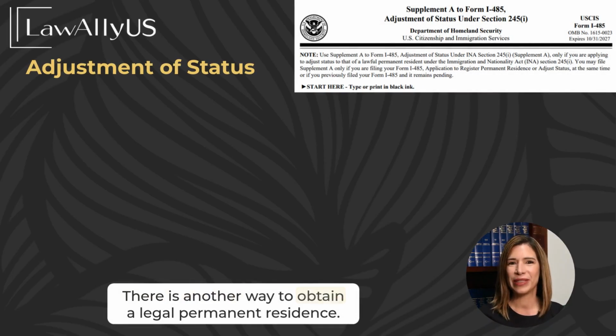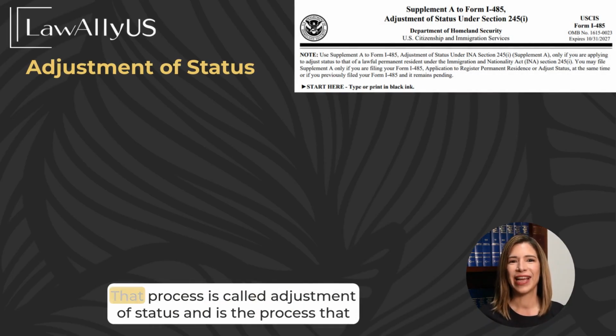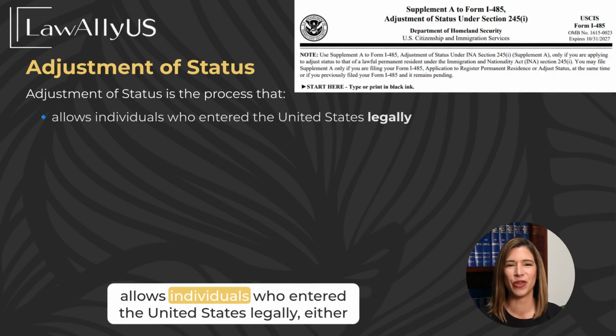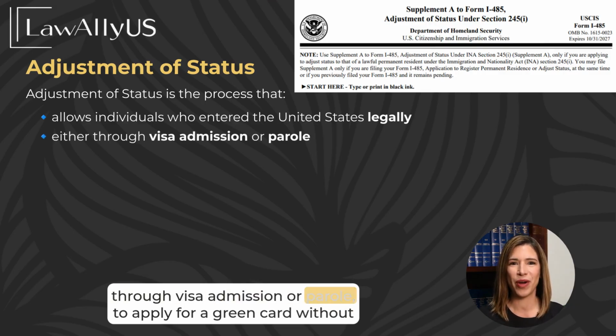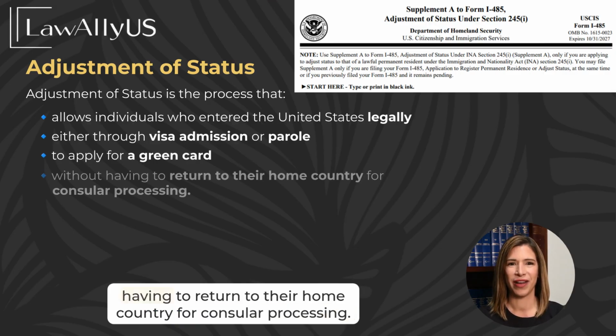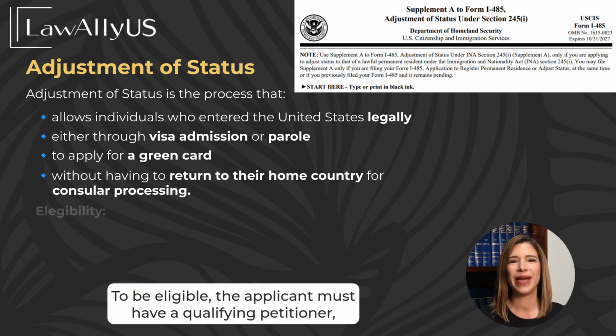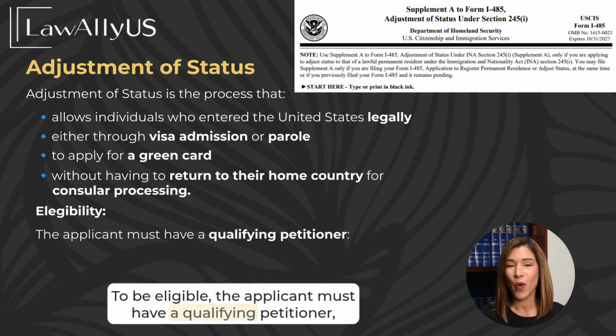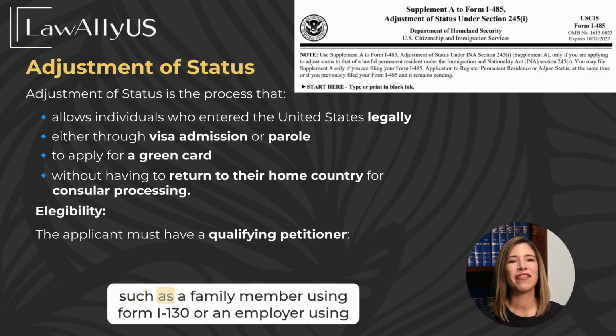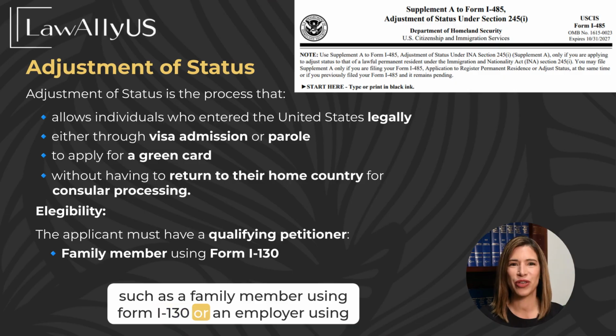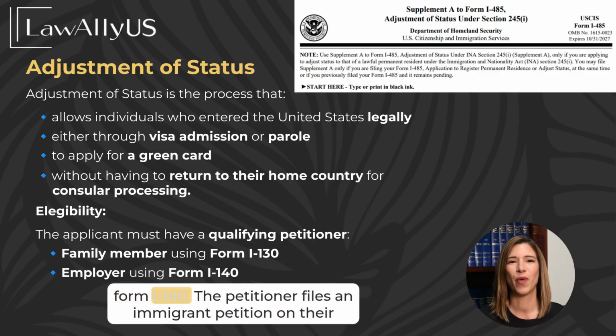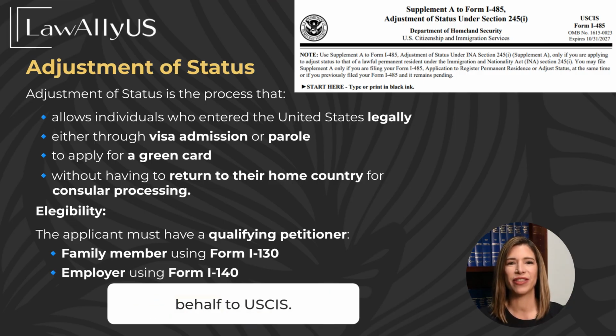There is another way to obtain a legal permanent residence. That process is called adjustment of status and is the process that allows individuals who entered the United States legally, either through visa admission or parole, to apply for a green card without having to return to their home country for consular processing. To be eligible, the applicant must have a qualifying petitioner, such as a family member using Form I-130 or an employer using Form I-140. The petitioner files an immigrant petition on their behalf to USCIS.